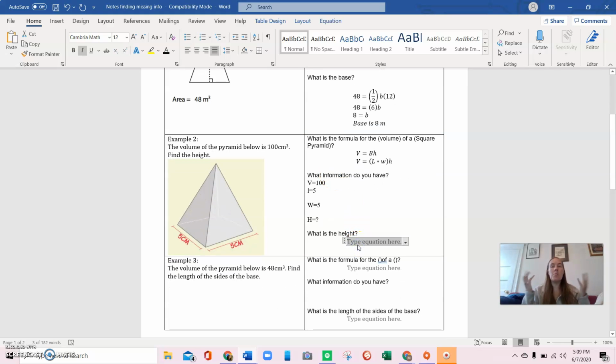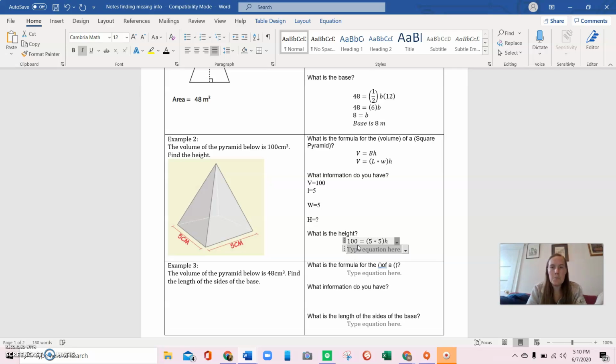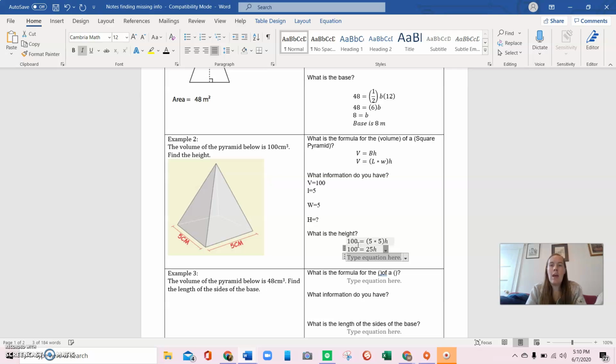So again, just like before, you plug it in. I would have 100 equals 5 times 5 times H, because I don't know what that H is. Then I simplify. 100 equals 25 times H. And then what's our last step? Divide. So 100 divided by 25 is 4 equals H. I did this wrong. Can anyone figure out what I did wrong?